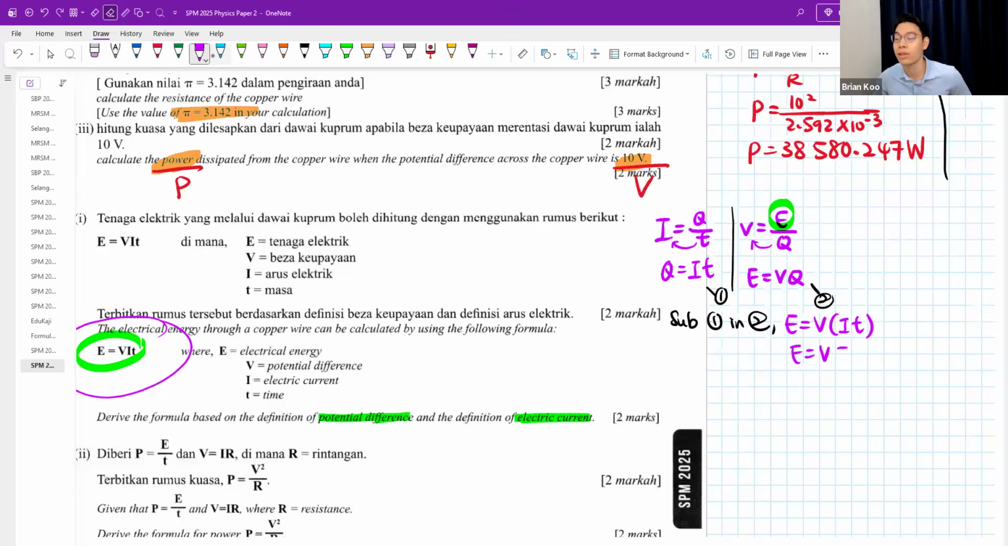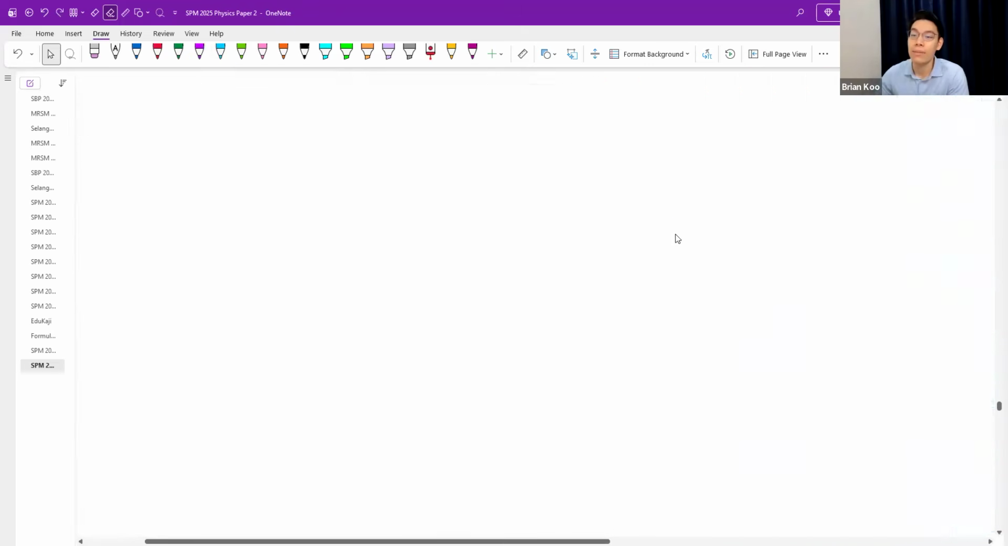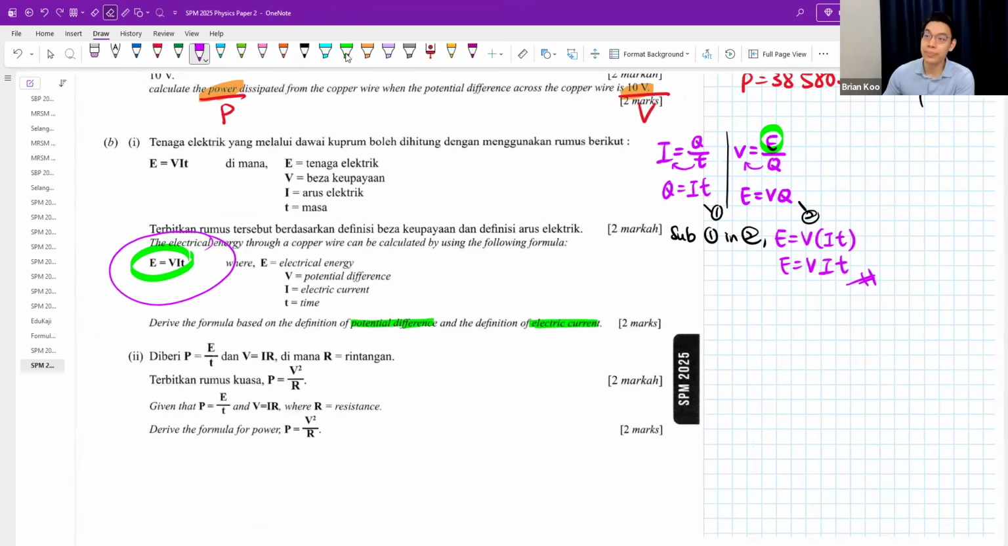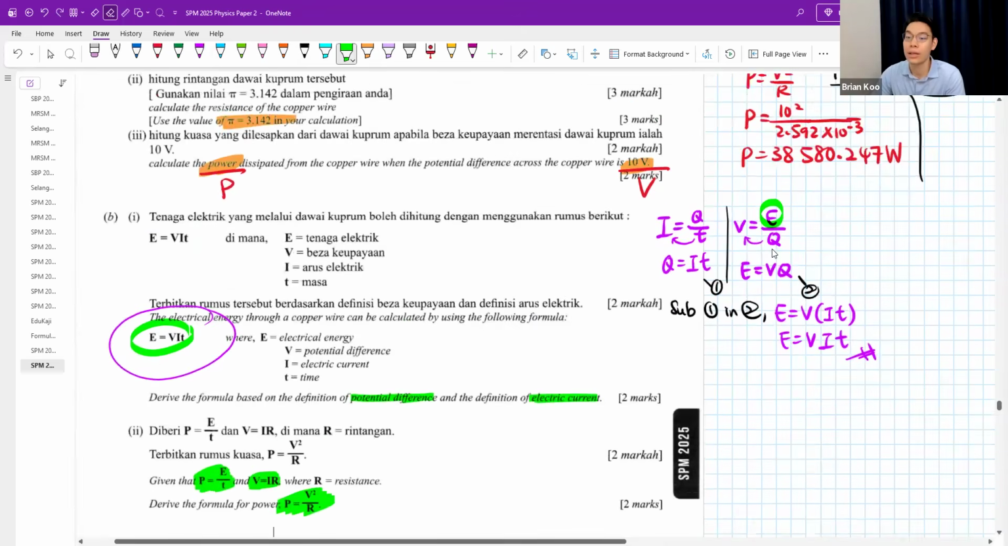This is how we get it, like that. Done. 2 marks. Formula given, just sub in only, just put in only until you get the answer. Okay, and then in part 2, they say, given that power is energy over time and V equals IR, derive this formula, P equals V squared over R.